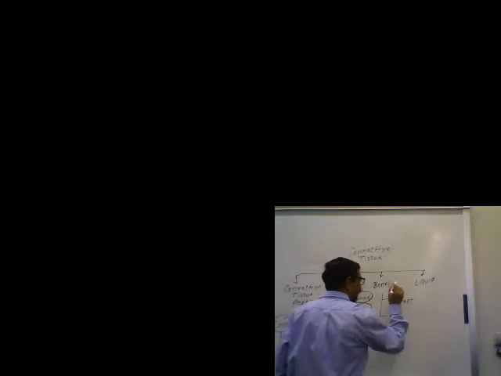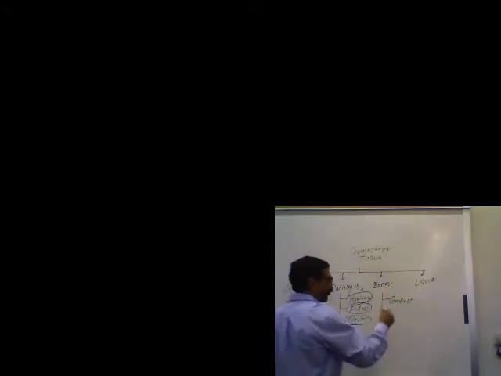Now bones, two types of bones in the body. Hard bone is called compact and soft bone is called spongy.